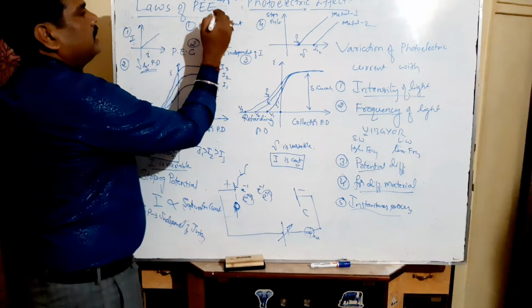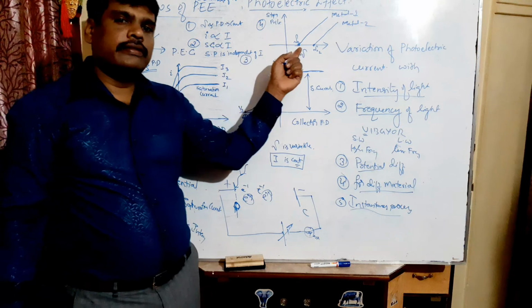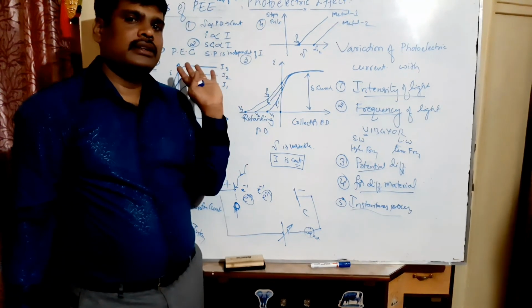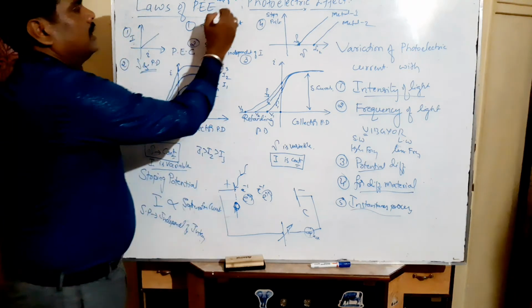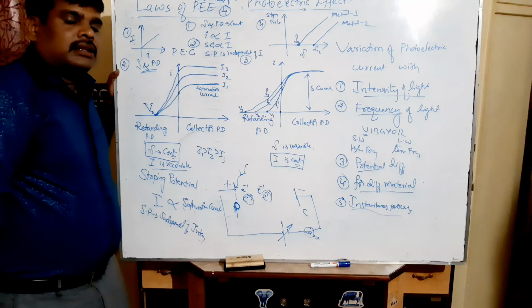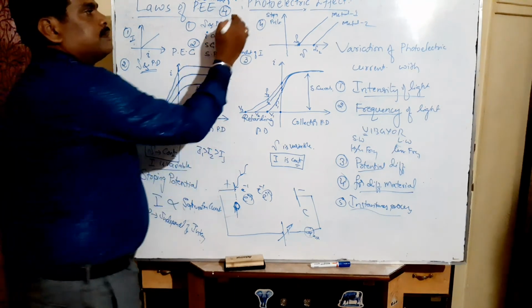In the third statement itself, I will consider that there is a threshold frequency. There is a minimum frequency below which there is no photoelectric effect. And the fourth statement is: for the given photosensitive material, the photoelectric effect is an instantaneous process.